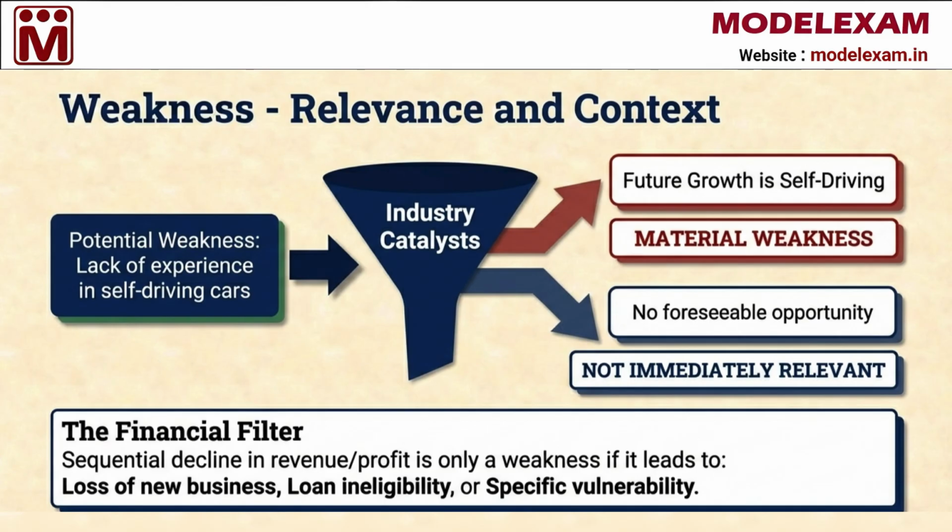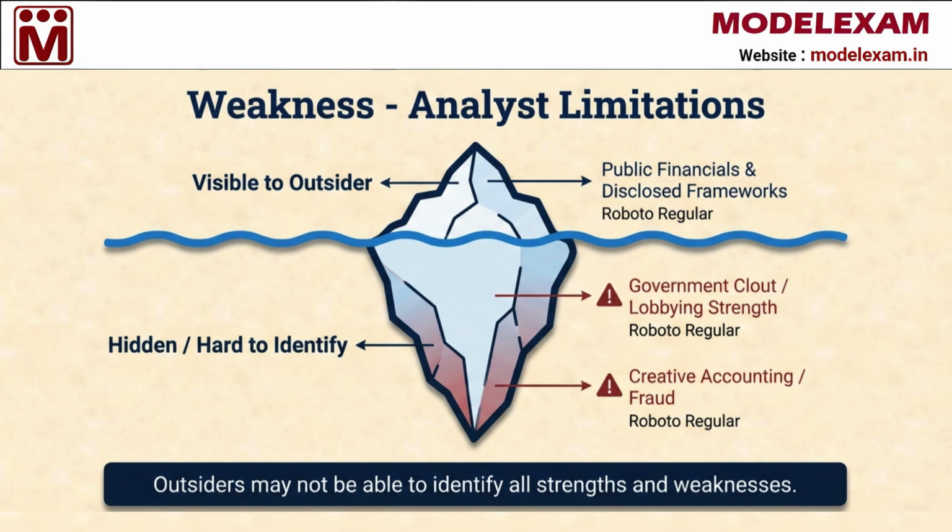However, not every weakness is equally important. You must apply a filter of relevance and context. For example, imagine an automobile company lacks experience in self-driving cars. This is a potential weakness. But you must ask if there are industry catalysts driving demand for self-driving cars right now. If the future growth is self-driving, then this is a material weakness. But if there is no foreseeable opportunity in that space, it is not immediately relevant. Similarly, a decline in revenue is only a critical weakness if it stops the company from getting new business or loans.